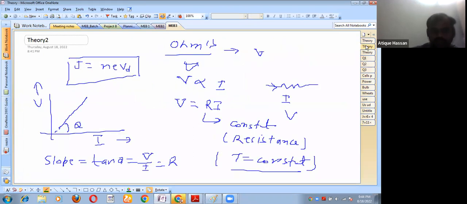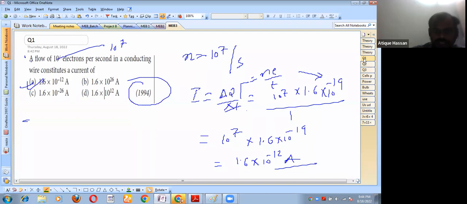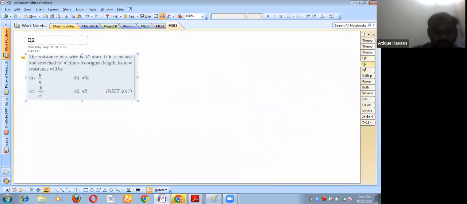Now let us do some questions based on resistance, right? R is equal to rho L by A. So we will do some questions based on that resistance. So do this question now. This is a NEET 2017 question, a very basic question. So all of you can do this. This is based on the formula of resistance, R is equal to rho L by A.